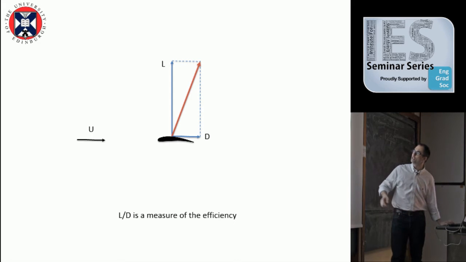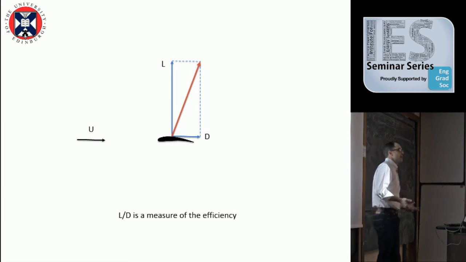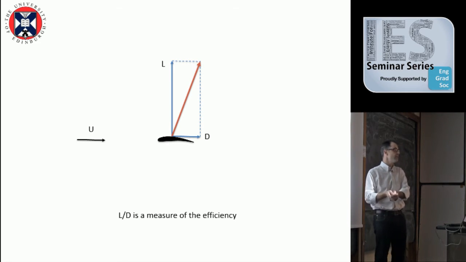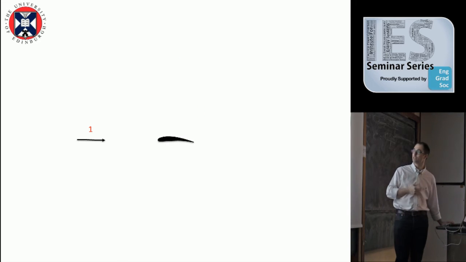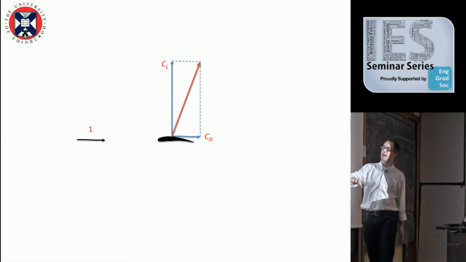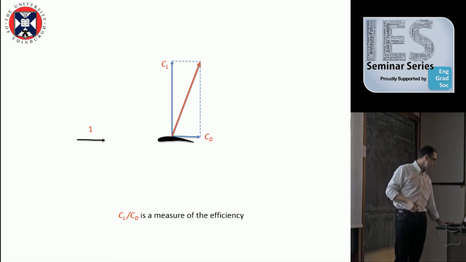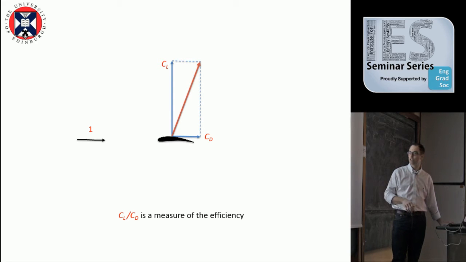Now, what is important is that the ratio between the lift and the drag somehow represents this angle, which basically means how efficient your foil is. So how much do you have to pay in terms of drag in order to achieve the lift that you need. So the lift over drag is actually a measure of the efficiency. You can redraw everything just in normalized units, and you say the velocity is 1, so these 2 become 2 coefficients, and we can make the same argument. We can say the lift over drag coefficients are a measure of the efficiency.